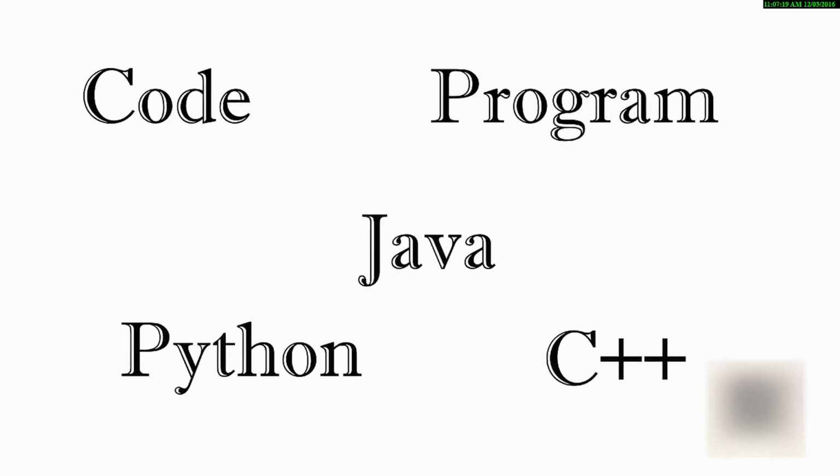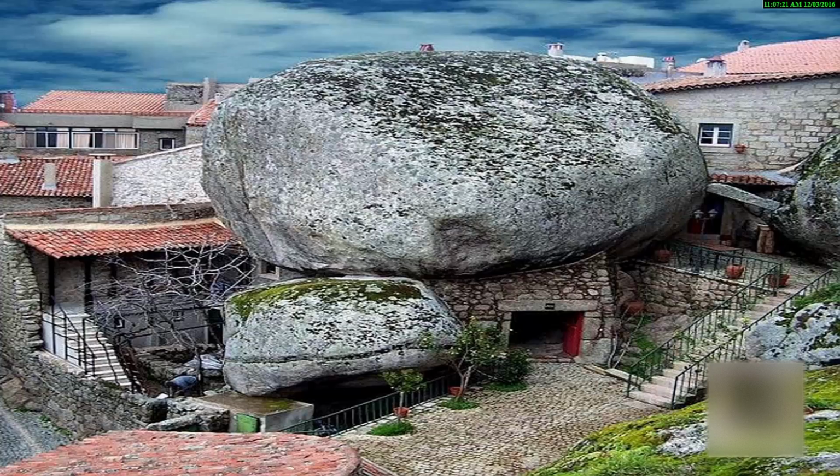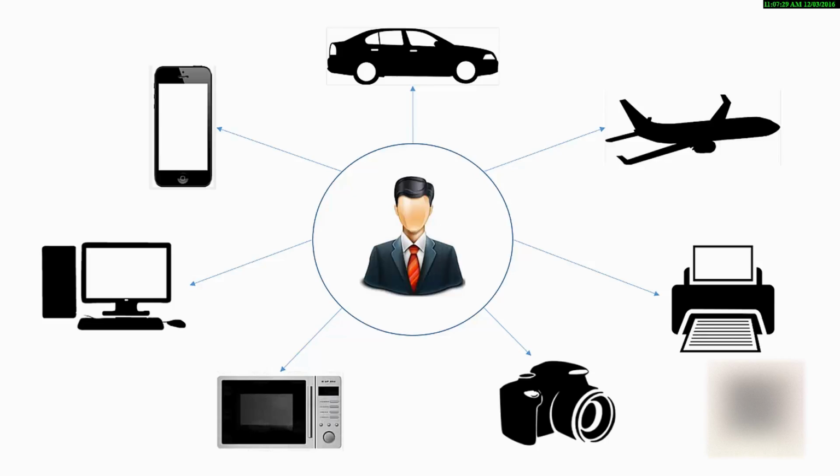Code, program, Java, Python, C++. Unless you are living under a rock, you might have heard these terms already. And the reason is code is such an important part of our life. All the devices that we use, cell phone, computers, car, flight, camera, microwave, everything has code in it. Not only these devices, but let's say banking software, retail software, video games, entire internet, everything is driven by code. So if you want to understand what code is and how it all works, just stay with me.